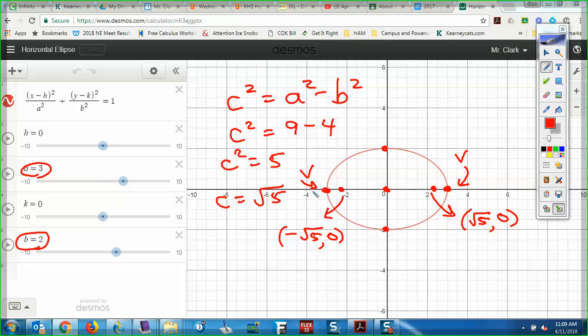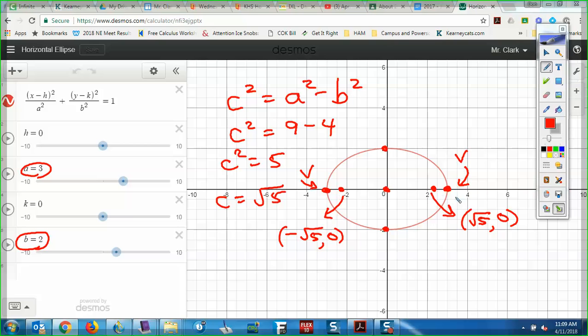We really have no name for these other than, I guess you could call them the endpoints of the minor axis. If the direction said the endpoints of the minor axis, then that would be those values. But we really don't have a name for those.